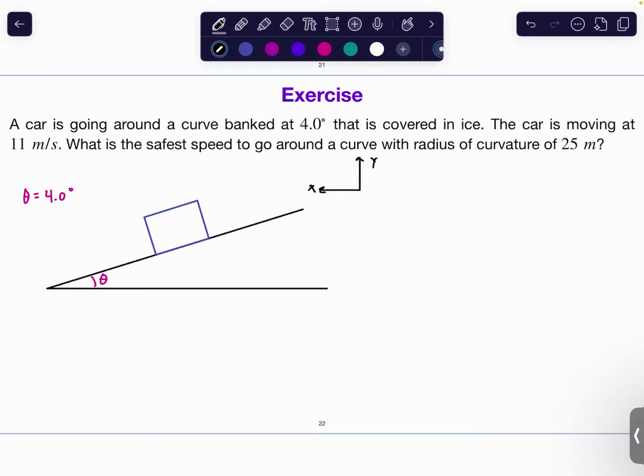I said positive x the other way because I want my centripetal acceleration to be positive. It's just, it's not necessary. It's just one of my little neurotic things. I think she did.